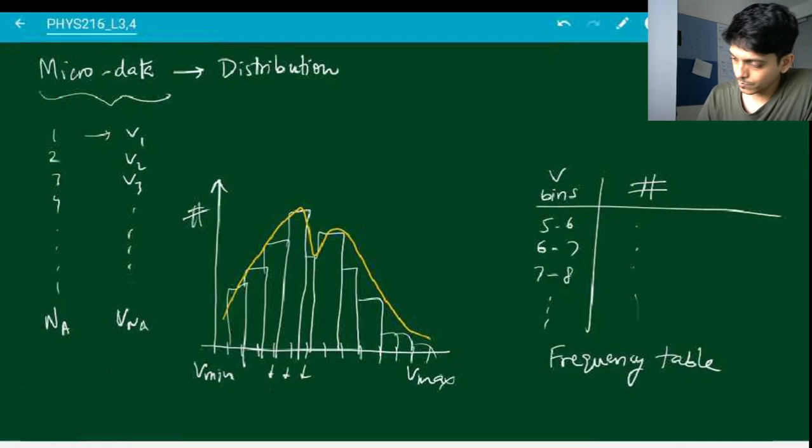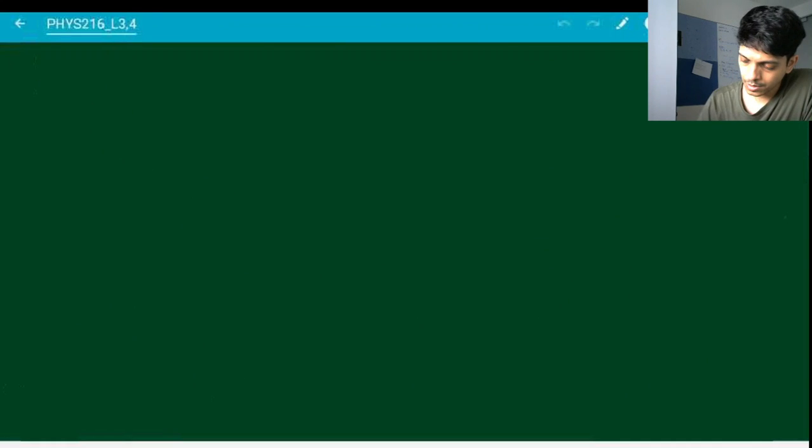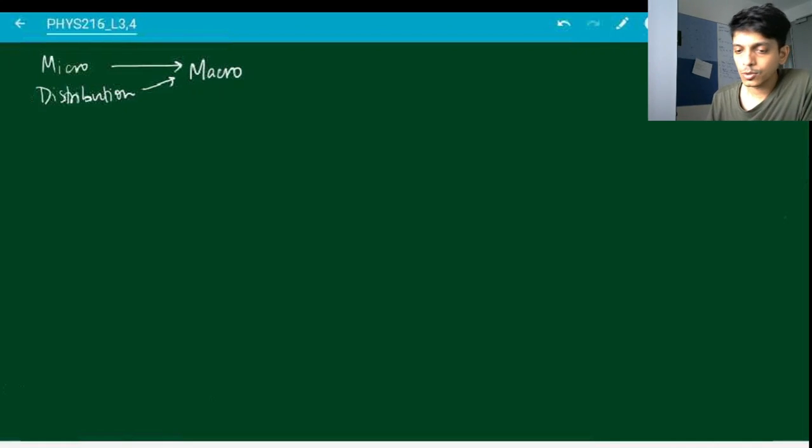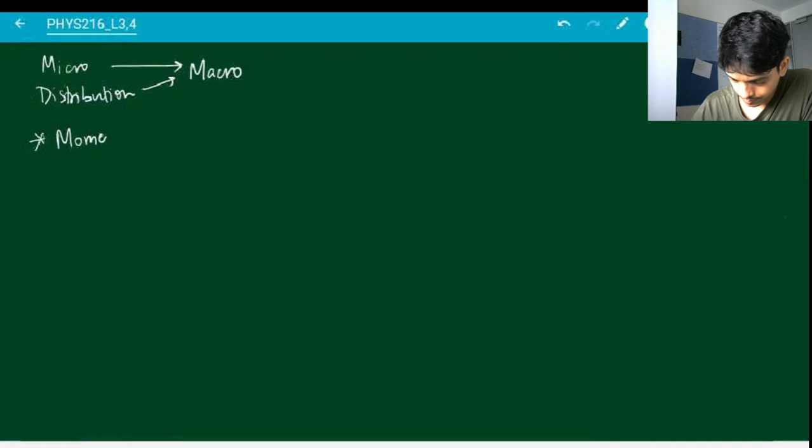So the next thing that we want to talk about is how to go to macro level description. So let's say if you have micro description or if you have distribution description, how do you go to macro? So we'll introduce a few quantities. These are called moments, and there are various kinds of moments. You may be familiar with some of them.